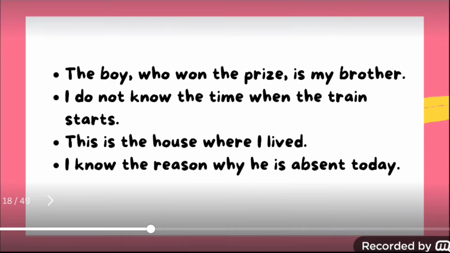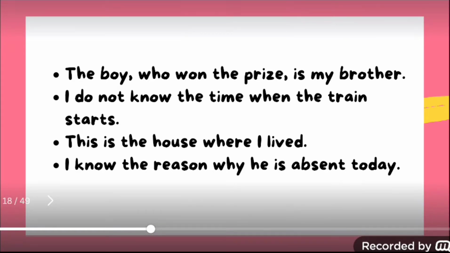Here, when we say where I lived, it describes the noun the house, right? Again, this dependent clause where I lived describes the noun of the main clause. Therefore, we can call it an adjective clause.